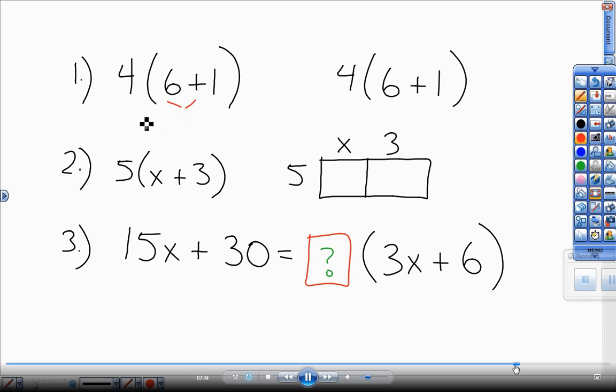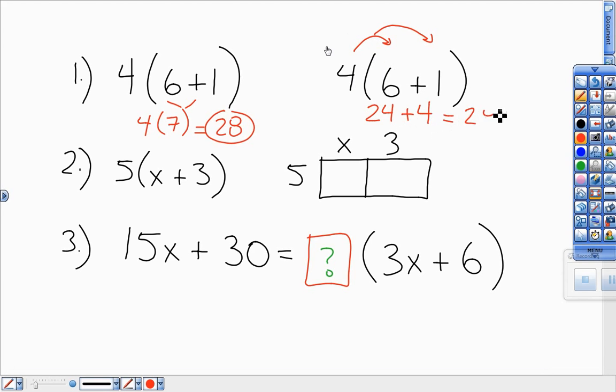Alright, so the first one, when I add 6 and 1, that gives me 7. And then 4 times that 7 gives me 28. I could also get that by taking 4 and multiplying times 6, and then taking that same 4 and multiplying times 1 to get 24 plus 4, which is also 28.